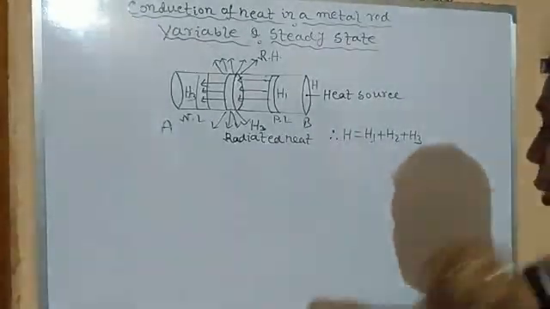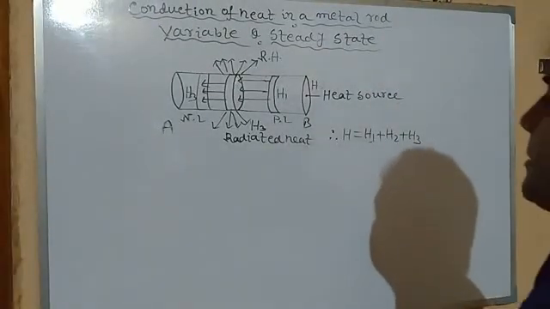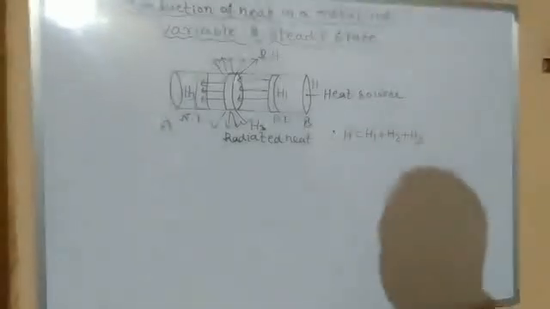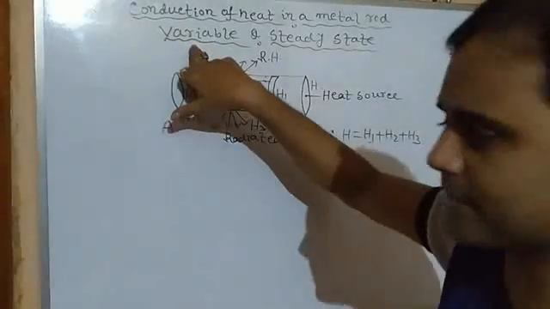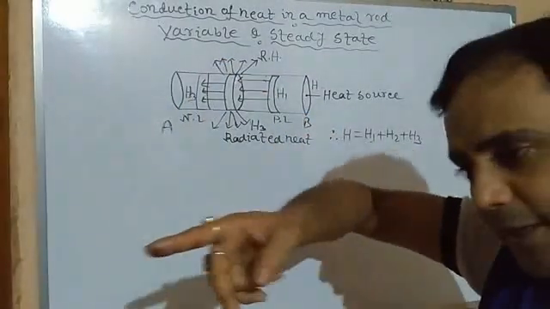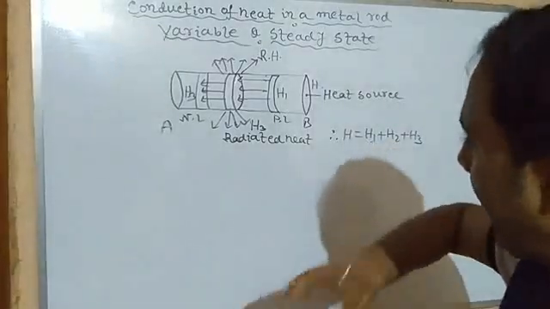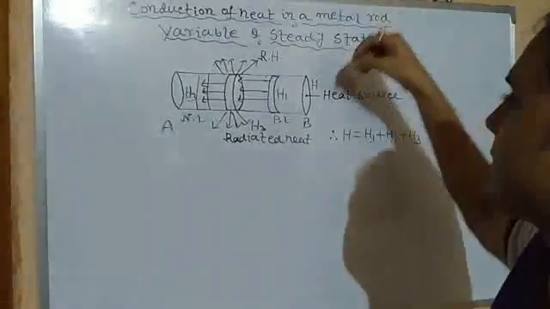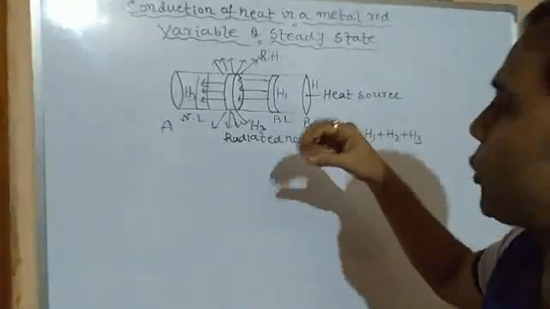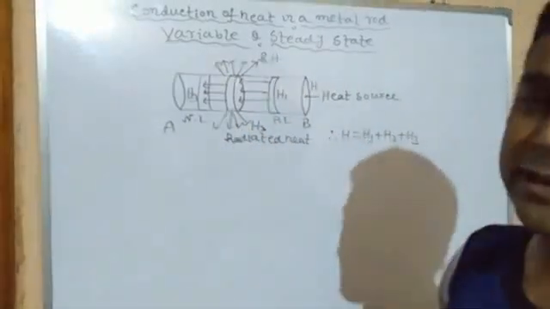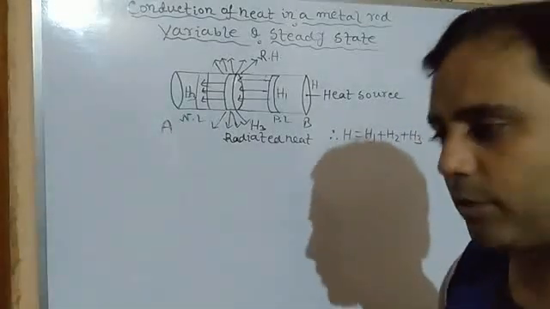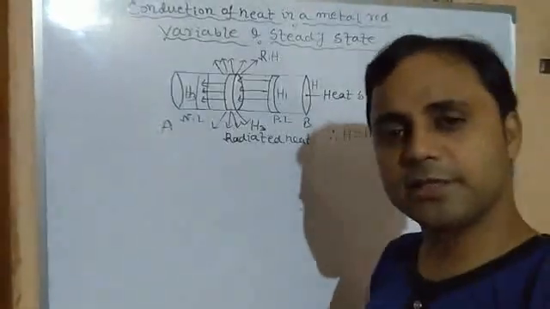Clear? Now, since it has stopped receiving heat from its previous layer, the transfer of heat depends only on its conductivity. In the variable state, it depends on both specific heat capacity and conductivity of the material of the rod. But in the steady state, the heat transfer depends only on the conductivity, meaning the ability to conduct heat, how fast or slow, which we are going to discuss in the next video.